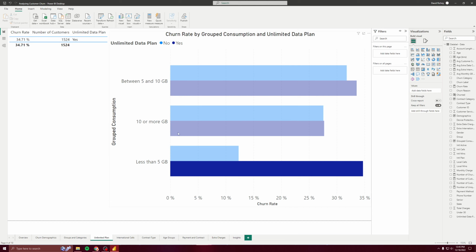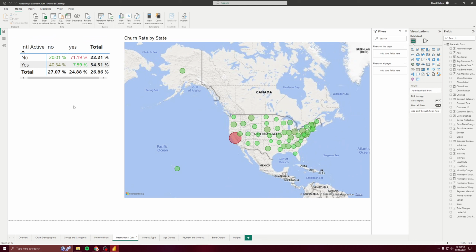And it seems like the more gigs that they use, the less churn they have. So I guess they feel like they're getting better use of their data plan, so they're not leaving and they're continuing to be a customer, which makes sense.